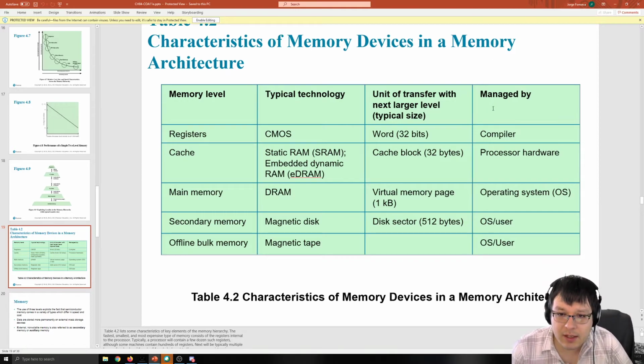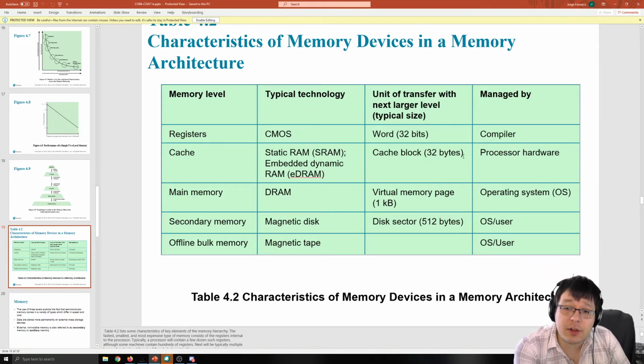Now, this is a little bit misleading that they say that it's managed by a compiler, because I disagree with that. It's more like the compiler is the one that decides which registers store what data, when you compile your program into assembly. So that's probably why they put that in there, so ignore that.